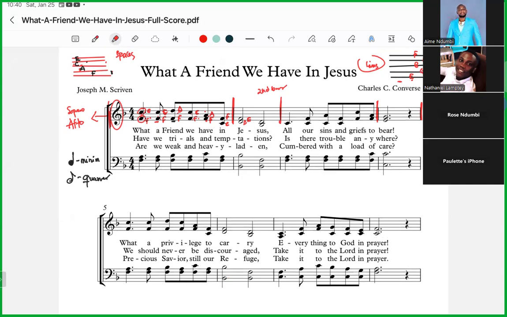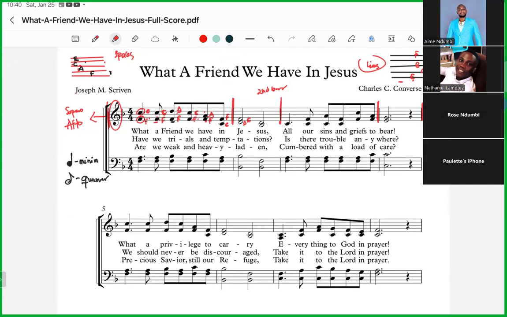The other way is to imagine there's a ledger line here. If there's a ledger line here, it's a C. If it's a C, you are going upward because you are reading this way, then this becomes a D, then your first line becomes an E. Okay. So basically this one is a D.